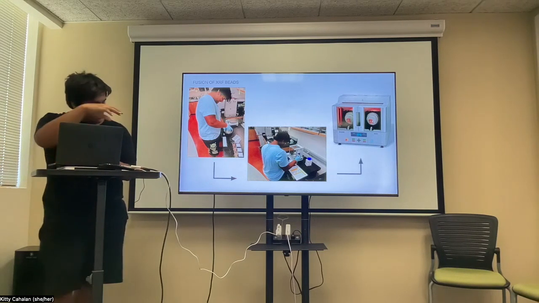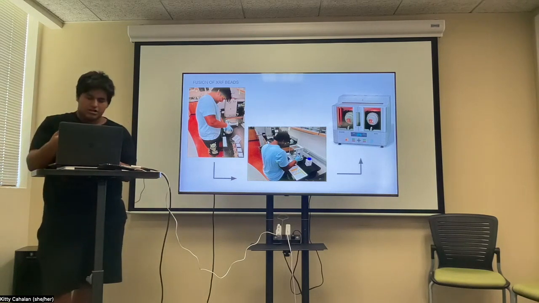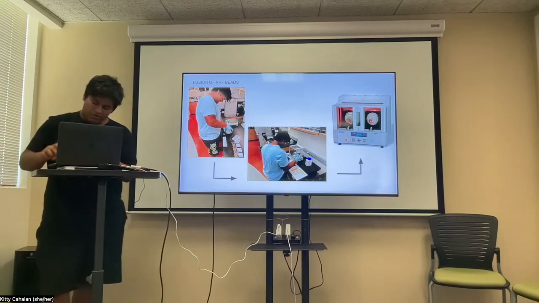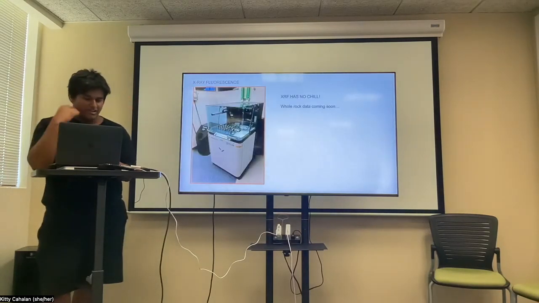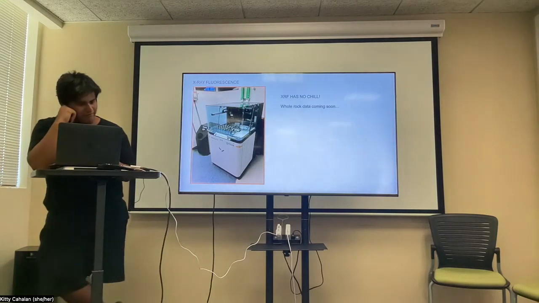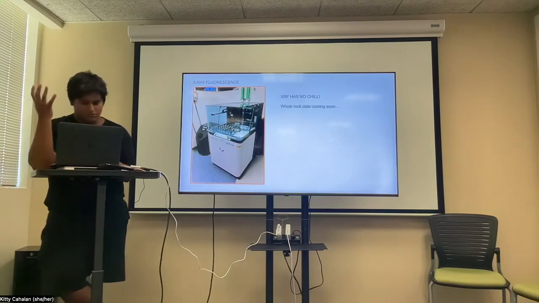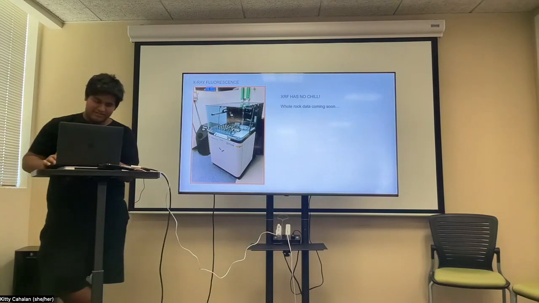And then we also added a flux, which made it melt more and just better in the furnace right there. But sadly, the X-ray fluorescence has no chill. So the whole rock data is coming soon. Sadly, the chiller for the machine wasn't working, so we couldn't get any of the data. Sorry.